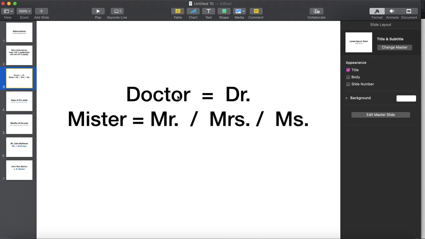Okay, as we said here, doctor. Instead of writing doctor, I can write Dr. with a period. Instead of writing Mister, I'll write Mr. with a period. So as for Mrs. and Miss.